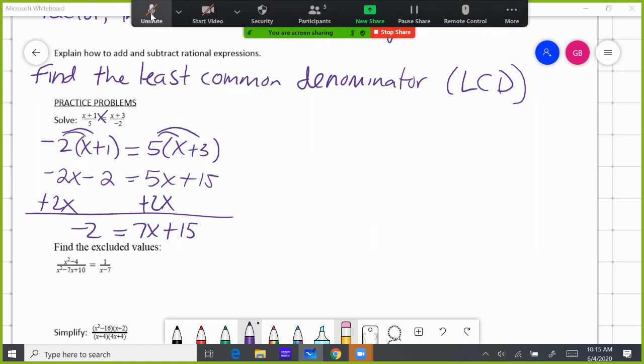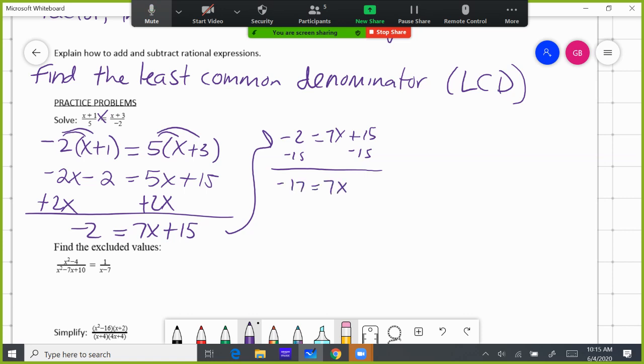Okay, I'm going to continue up here. I'm going to subtract 15 on both sides. So -17 is equal to 7x. And then divide both sides by 7. So -17 over 7 is equal to x. Okay, so just make sure you cross multiply first.